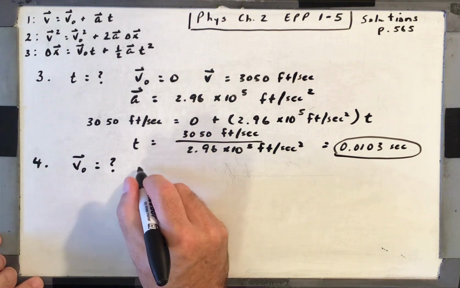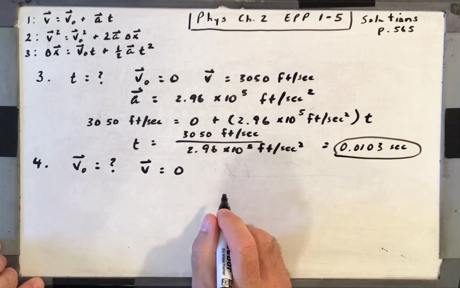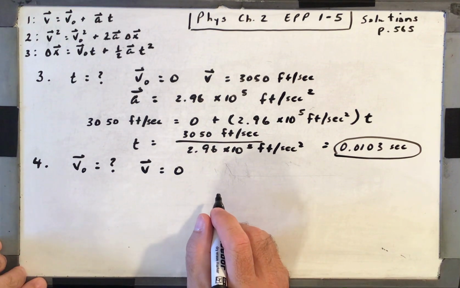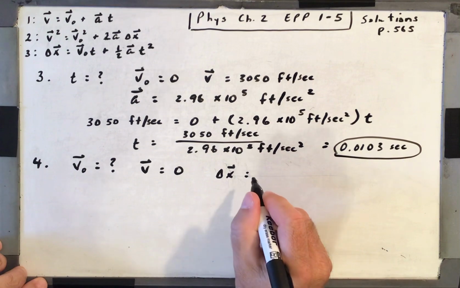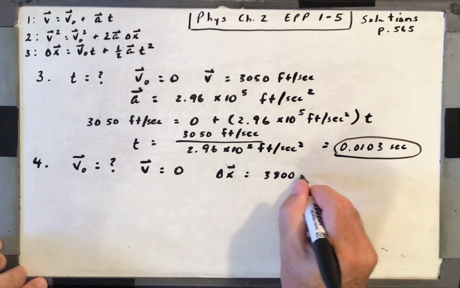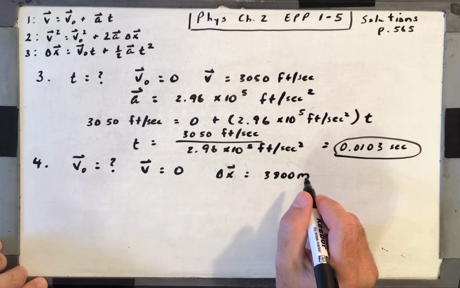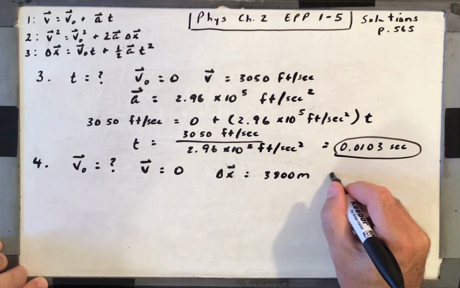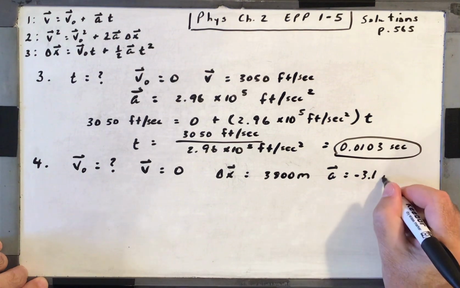What would our final velocity be? Well, it's an airplane and a runway. We hope it's 0, so the thing can get stopped. Delta X, we have to be careful here. They gave it to us in kilometers, so we got to change that to meters. It's going to be 3,800 meters. All right, and what else do we know? We know acceleration, negative 3.1 meters per second squared.